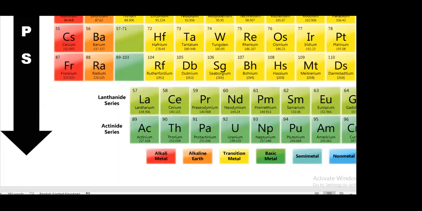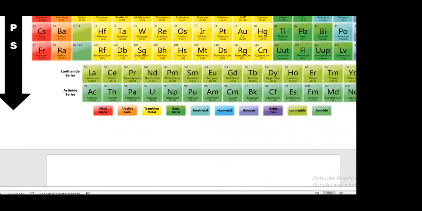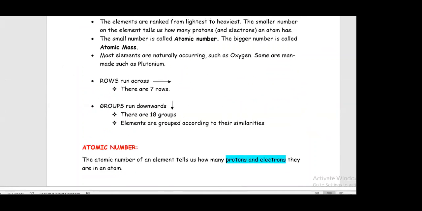In your exams, I will be asking you to draw models of atoms, just like I showed you guys earlier. Okay, and then we spoke about rows, and we said rows run across, all right, from left to right, and we said groups run from top to bottom.